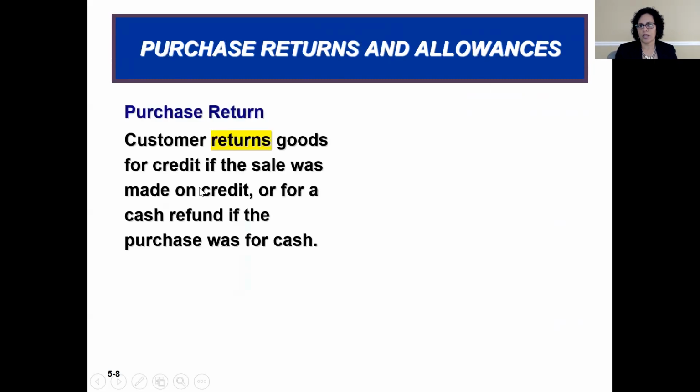So in a purchase return, the customer physically returns the goods for credit if the sale was made on credit, or for a cash refund if it was a cash transaction. So here the customer is the retailer. They are physically returning the goods, and we said it was $300 of return. So the journal entry would be accounts payable debit 300, inventory credit 300. The reason I'm debiting accounts payable is I no longer owe the amount.